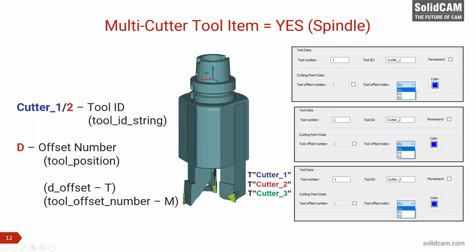Right, now for the spindle type, nothing's changed too much. You have the cutter 1, you have the cutter 2, you have the cutter 3. That's great. And for each one of these, you can change the offset index. We're going to see how this looks actually in the software.